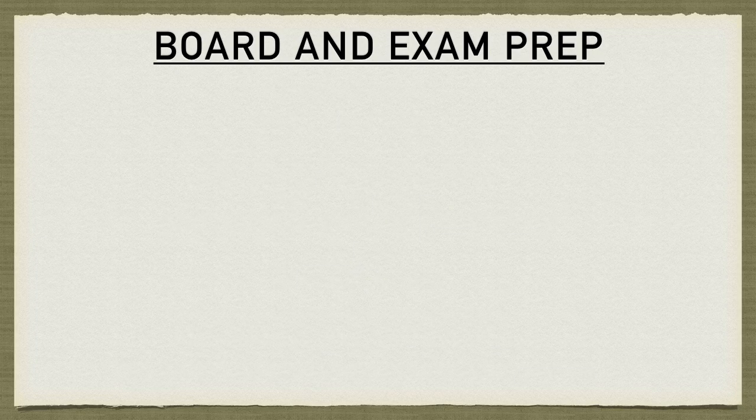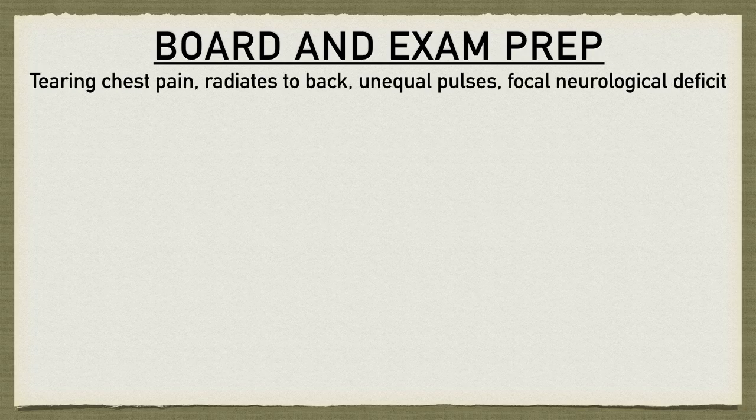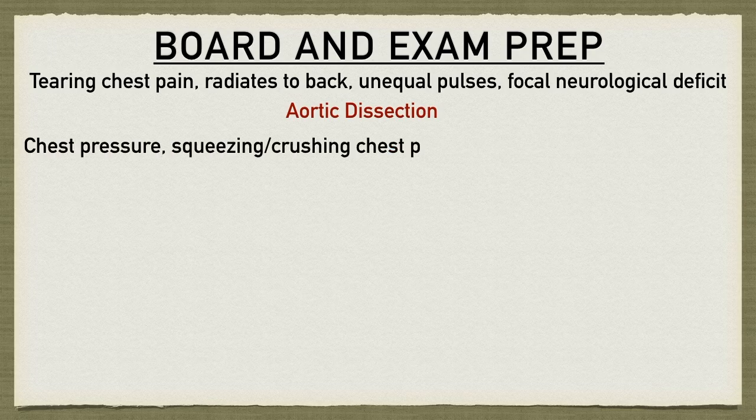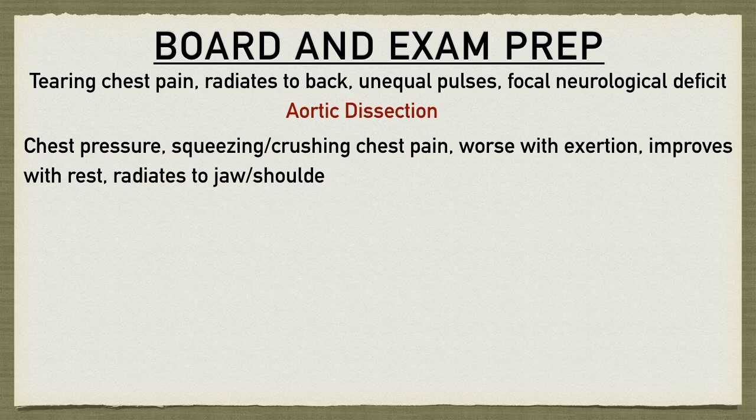The last thing we're going to do to wrap this up is there's a lot of keywords or phrases that are used on board exams or medical exams that when you see them, it should make you associate it with a particular diagnosis. And we're going to go through these. So if there's tearing chest pain radiated into the back or unequal pulses or focal neurological deficits, you're going to want to think about aortic dissection. If the patient has chest pressure, squeezing, crushing chest pain, worse with exertion, improves with rest, radiates to the jaw, shoulder, arms, they have nausea, they have diaphoresis, you're going to think of acute coronary syndrome.